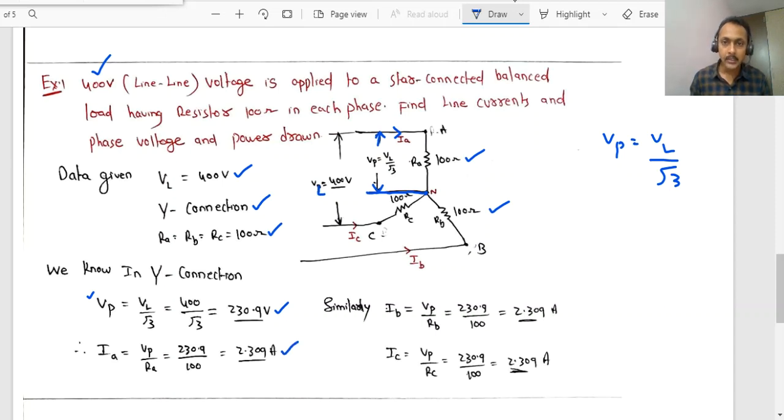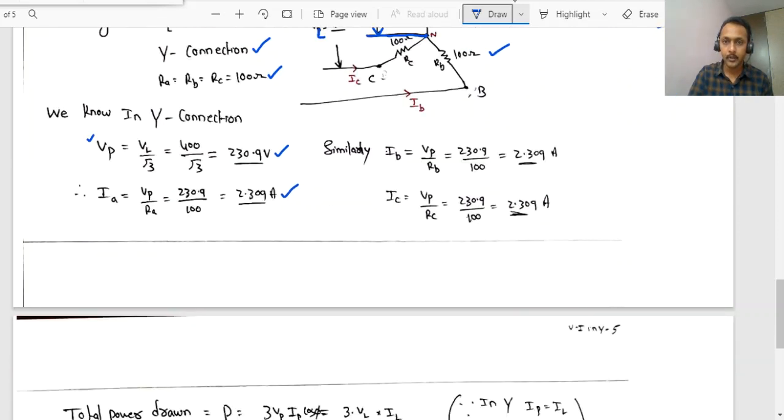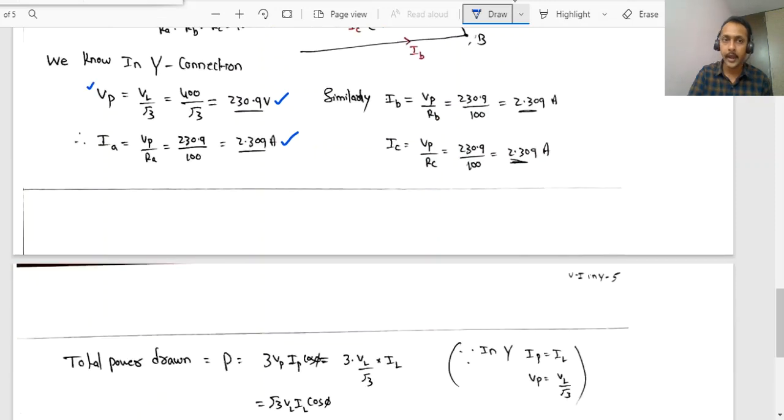As the system is balanced and all the phases are having same impedance, now the current magnitude also will be same. IB will be how much? VP divided by RB. Now what is the phase voltage? 230.9. What is the resistance in the B phase? RB 100. 230.9 divided by 100, so 2.309. IC, VP divided by RC, 230.9 divided by 100, 2.309 amps. Therefore IA, IB, IC, the magnitude of currents are 2.309 amps.